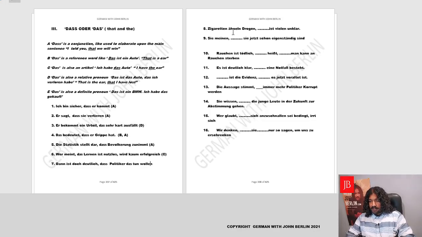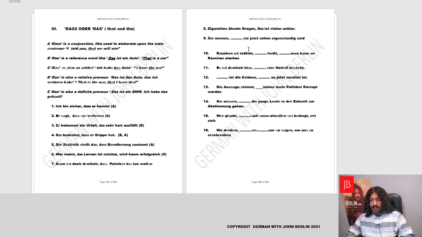Okay. Zigaretten ähneln Drogen, das ist vielen unklar. So cigarettes are equal to drugs. That is not clear to many. So here it's the reference word "das". We are referring to this. We're not elaborating upon something. We're just referring to this fact. This fact is not clear to many. So "das" is vielen, for many.